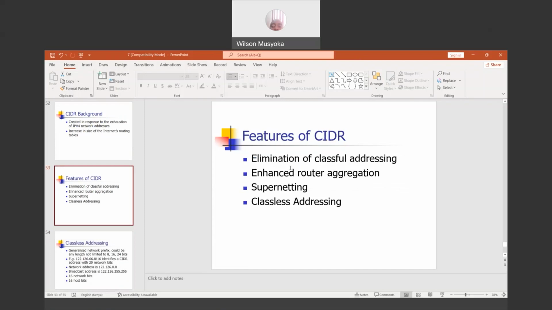So features of CIDR is that it eliminates the class addressing. It is enhanced for route aggregation. It is good for supernetting and classless addressing.